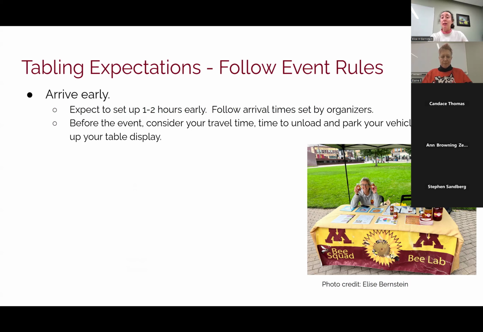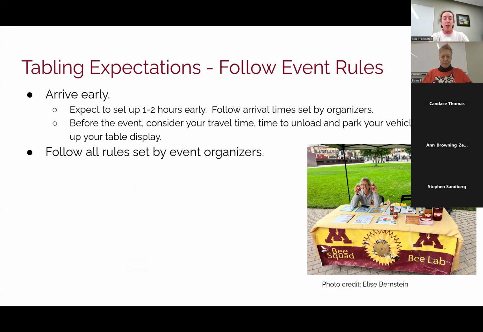It's important to consider how much time you're actually going to need. How much time is it going to take you to get to your event? How much time is it going to take you to unload and park your vehicle? And then how much time is it going to take to set up your table display? It's important to take all of these things into consideration when you're preparing for tabling.